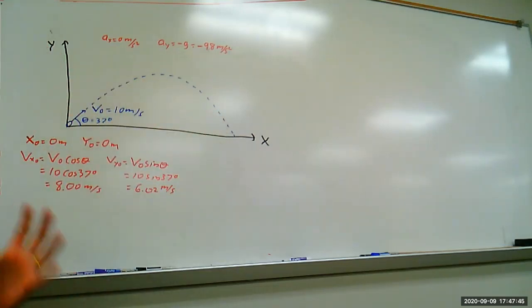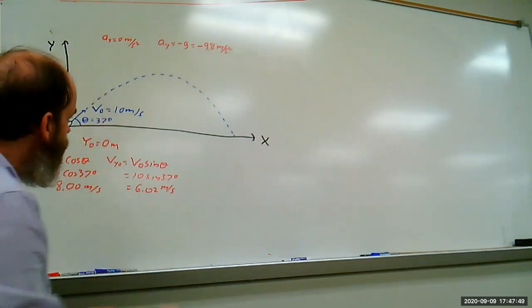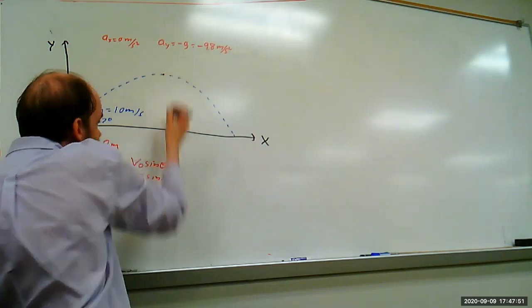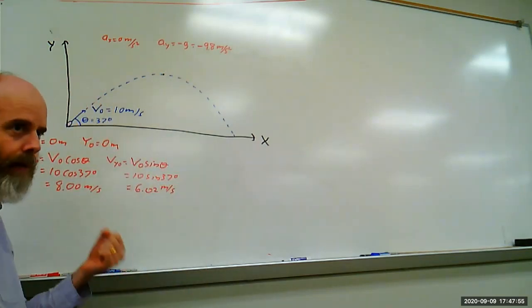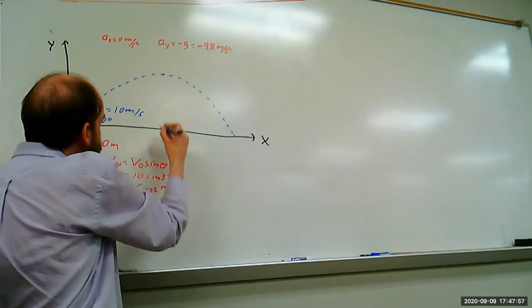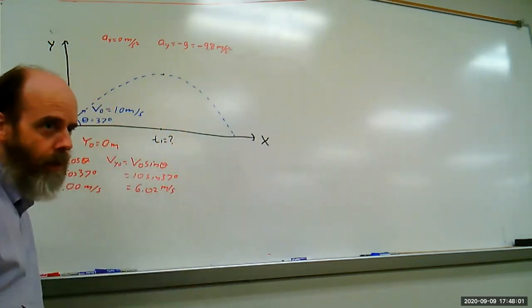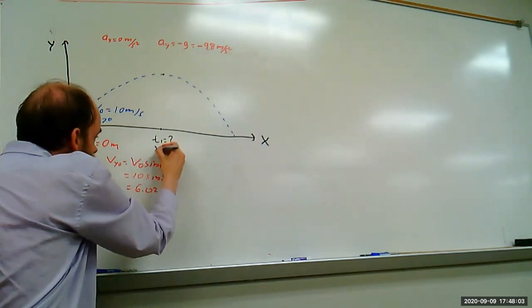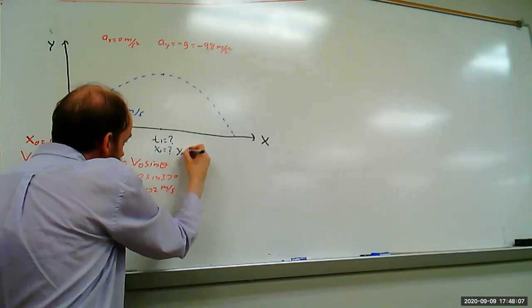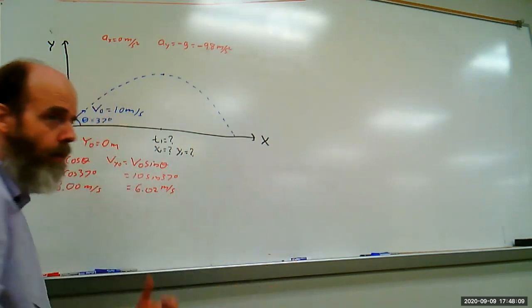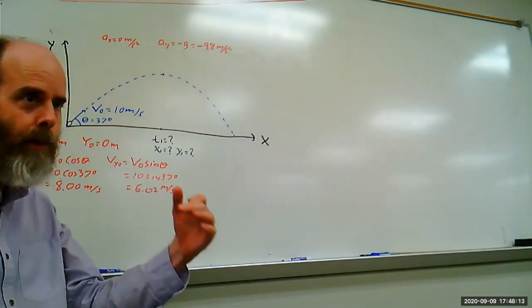There are two important positions in this problem. First position is right here at the peak, at the highest position. Let's call that time t1. Now, t1, we don't know what that is. And x1, we don't know what that is. And y1, we don't know what that is. But y1 is one thing we want to find. That's the maximum height of the football.